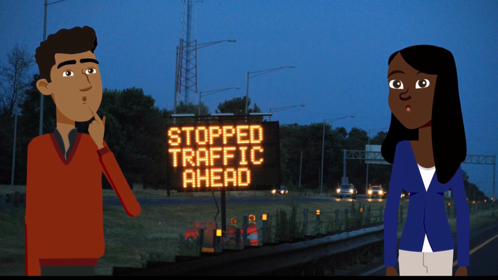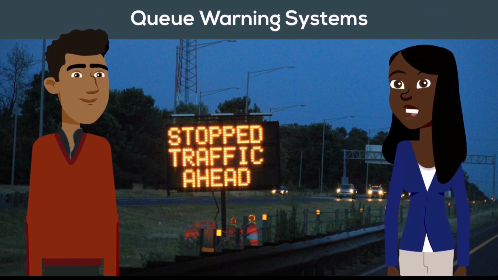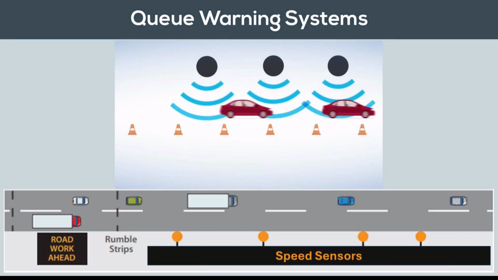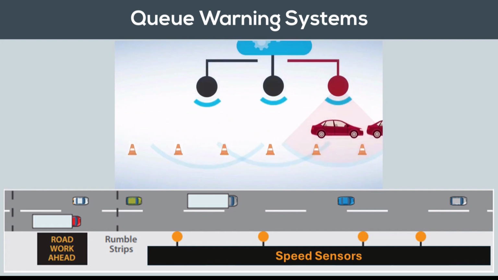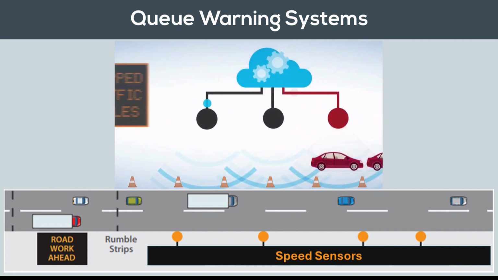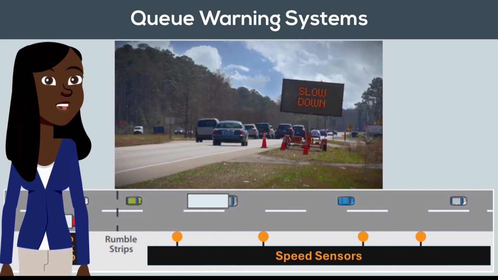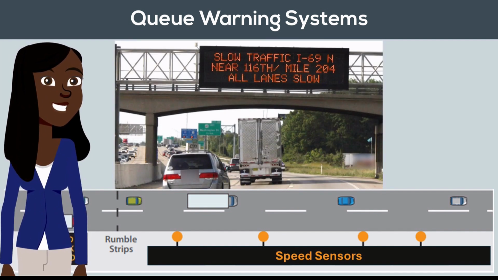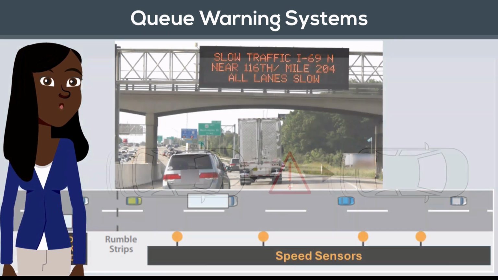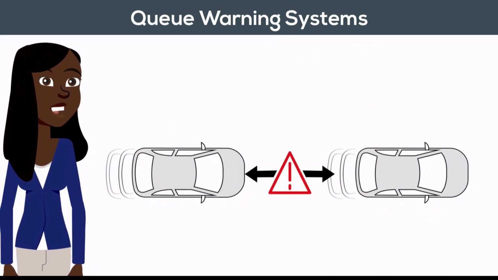The one I'm thinking of now is called Queue Warning Systems. Queue Warning Systems use sensors to monitor conditions along a roadway and alert drivers of significant slowdowns or stoppages ahead. Real-time messages are provided to drivers through dynamic message signs. Drivers can then adjust their speed accordingly to avoid a crash.